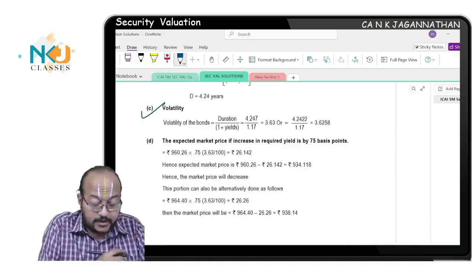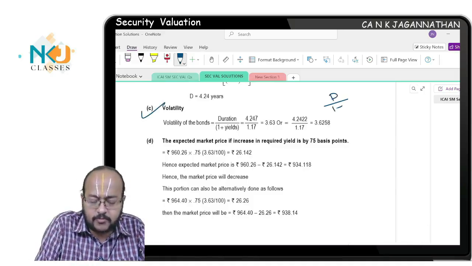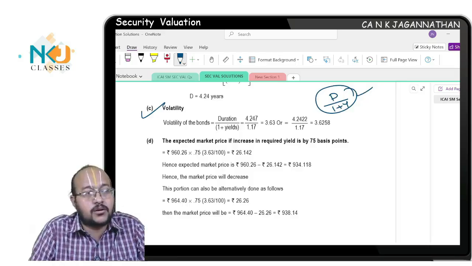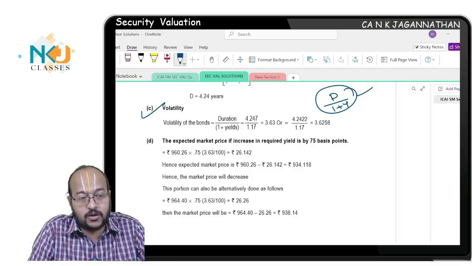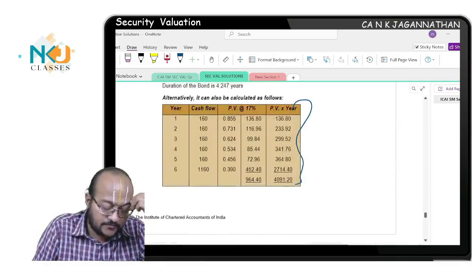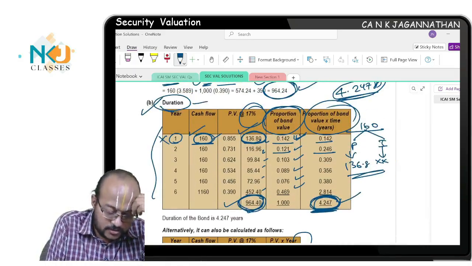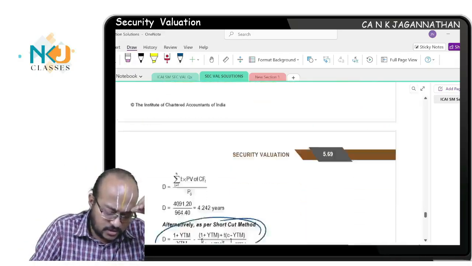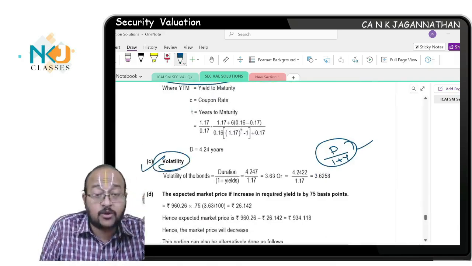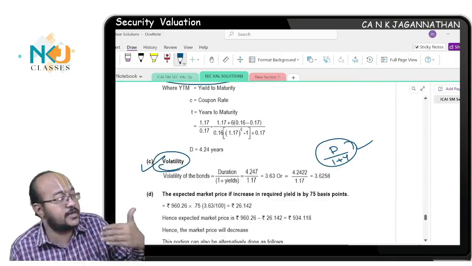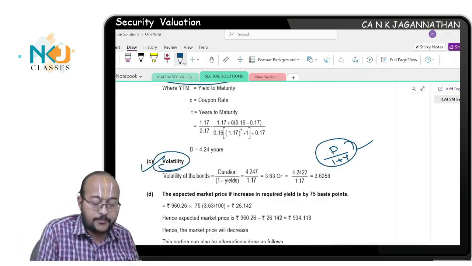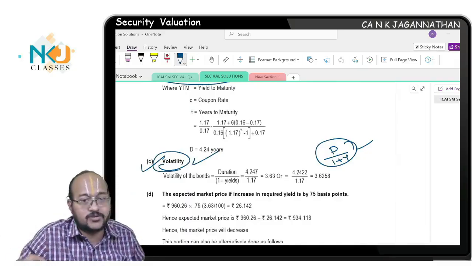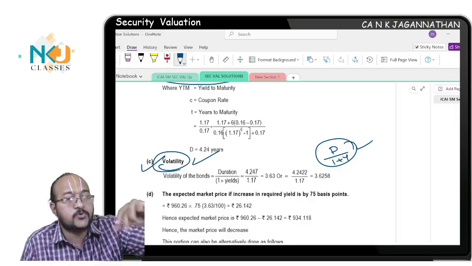Okay, next, volatility. What is volatility? It is very simple. Duration divided by 1 plus YTM is nothing but volatility. This is called modified duration. See what I'm saying. The first duration is there, and this is also duration. This is Macaulay's duration. And this one is also sometimes called duration, which is modified duration. This is also an approximate method. The formula is nothing but Macaulay's duration divided by 1 plus YTM. See, very simple. For computing duration, you need to find the value of the bond.